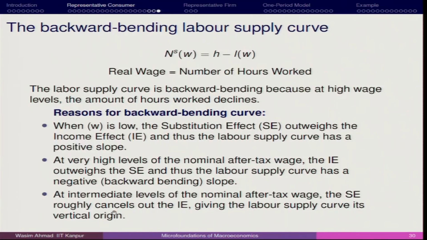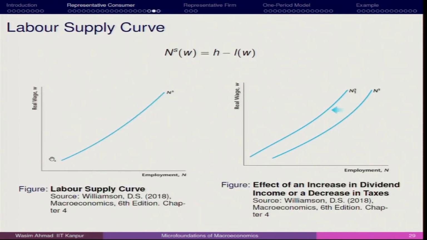Now at the intermediate levels of the nominal after-tax wage, the substitution effect roughly cancels out the income effect, which means that there will be some kind of mitigation here, giving the labor supply curve its vertical origin. So here it goes like this. So it will have such a type of trend. It will start like this, it will go straight, and then it will turn like this. So that is the shape I am talking about, how it is looking. From here it is the lower wage, from here it is constant, and from here it is downward sloping.